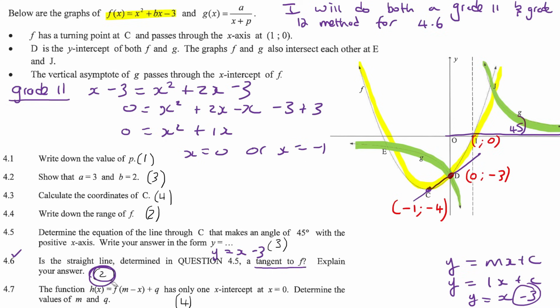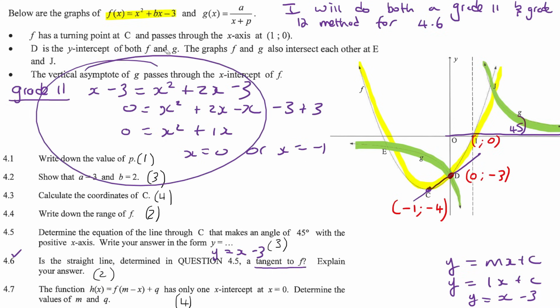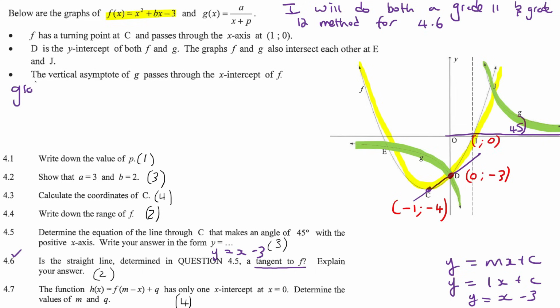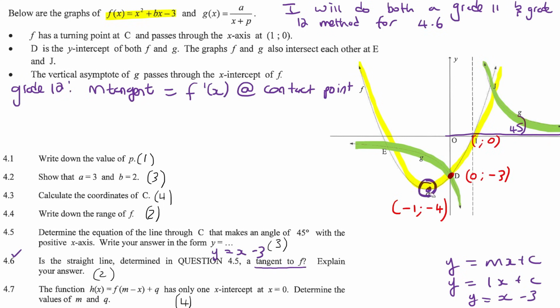Now I'm starting to see why it's only 2 marks, because we could have just used that. Anyways, this is still very good knowledge. Now, if you were a grade 12 learner, what you could do, and this is for grade 12s, is that we know if something is a tangent, then the gradient of that tangent must be equal to the gradient of the graph, which we find using the first derivative, at the point of contact. So where is the point of contact? Well, let's just use point C.